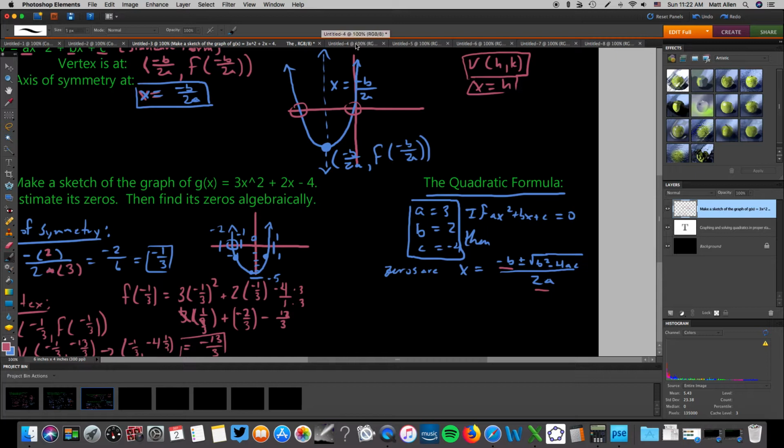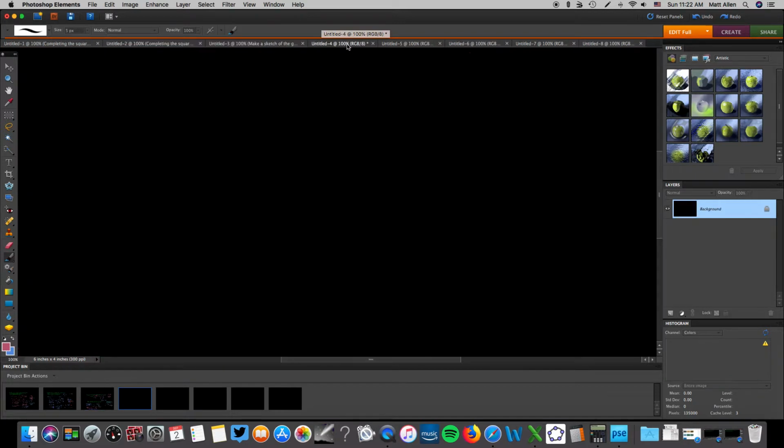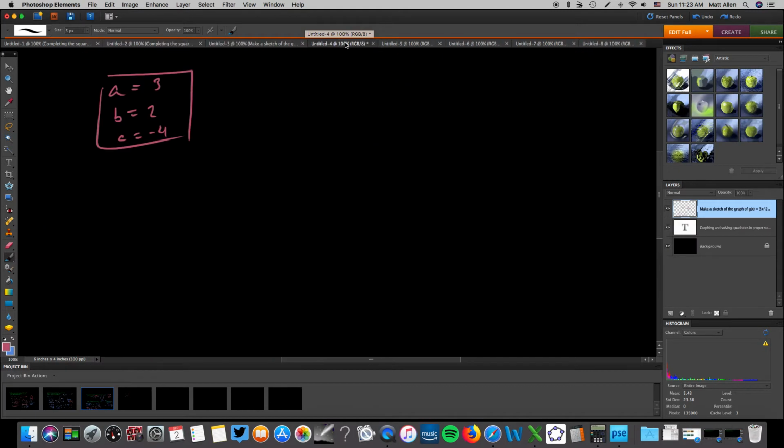The bad news is I'm going to have to flip over to another page here. So our coefficients are 3, 2, negative 4. Let's go ahead and take a look at this canvas here. We say a is 3, b is 2, and c is negative 4. And I'm actually just going to verify this for us here. 3, 2, negative 4. We're going to go ahead and put this into our quadratic formula. And so I always kind of go negative b over 2a.